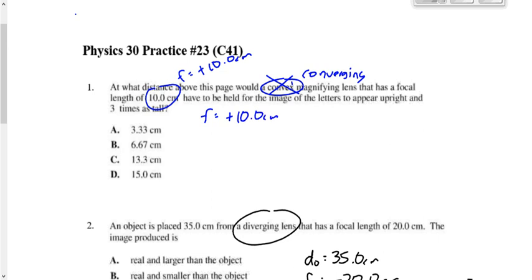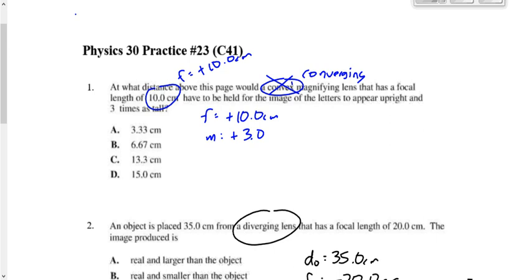We want the image to be upright and 3 times as tall. The magnification, therefore, will be positive 3. Make sense? 3, because 3 times as big, and it's upright, so it's got to be a positive magnification. If it was inverted, we'd make it a negative magnification. At what distance above the page would the lens have to be held in order to see the image of the letters appear upright and 3 times as big?